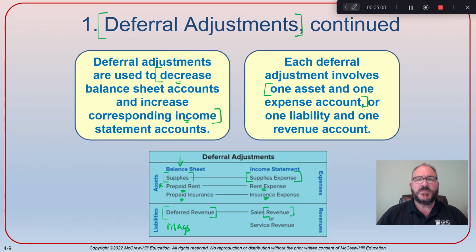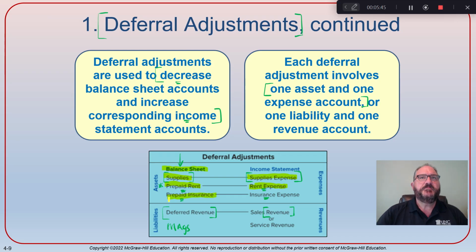All right. Now here, not my favorite slide, but what they're saying is that there are some sort of adjustments that happen. So for example, here's a couple of examples. On the balance sheet, you have supplies. Now supplies are an asset, and then when you use them up, they become supplies expense. Okay? Same thing, prepaid rent. Prepaid rent is an asset. When you use it up, it becomes the rent expense. So this is like we paid for it ahead of time, now we're using it up. Same thing with prepaid insurance.